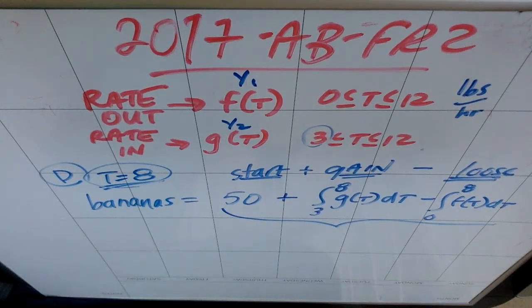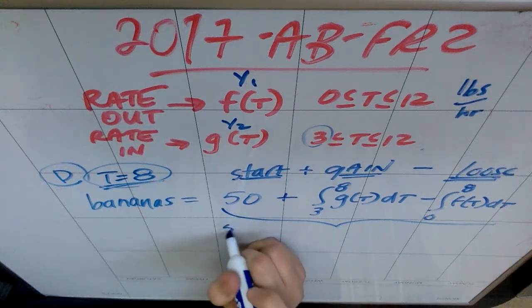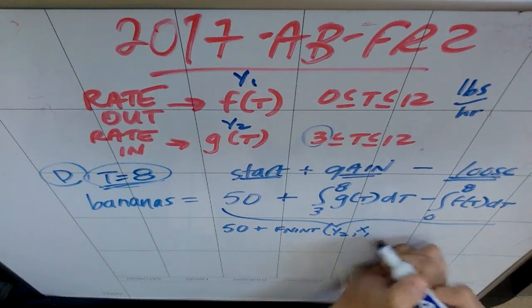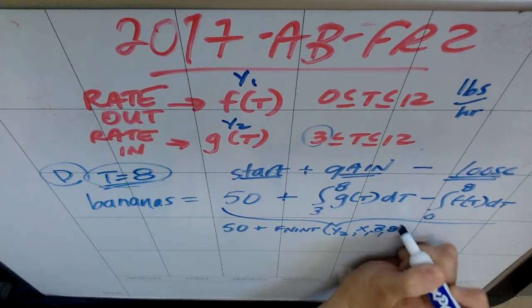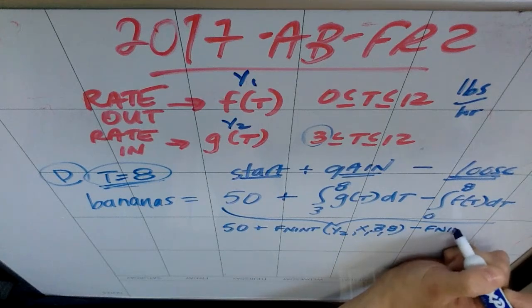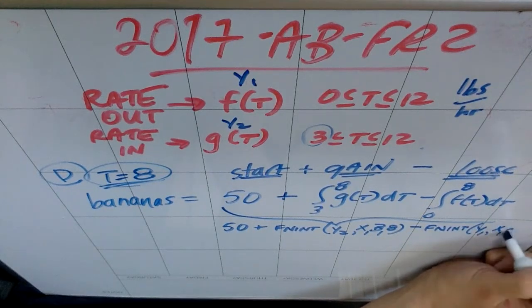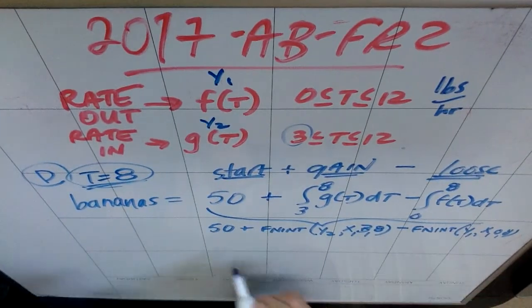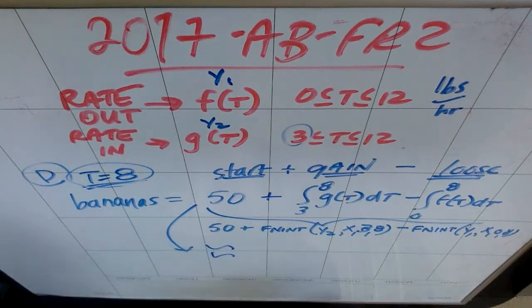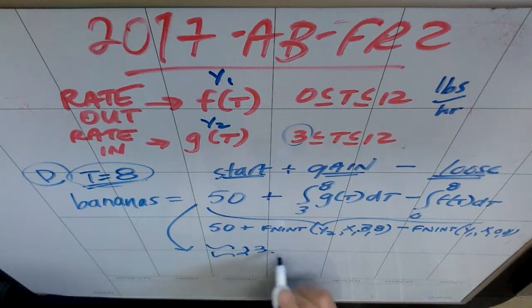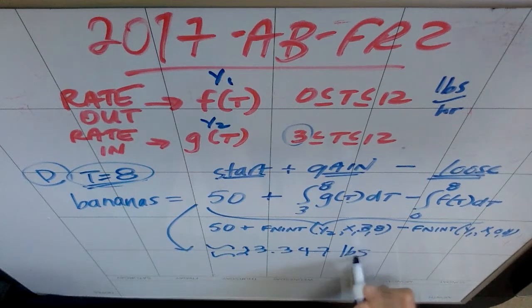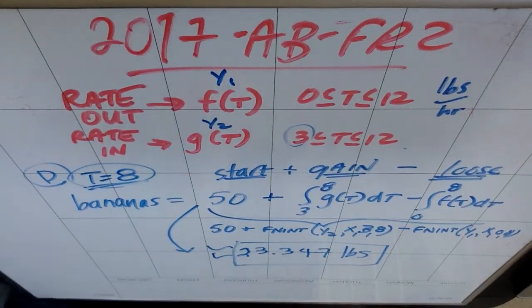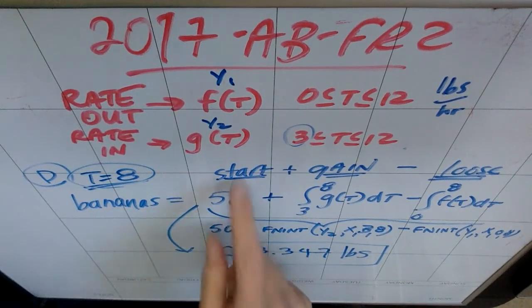I'm allowed to let the calculator do the hard work. I can type this in, right? I can type 50 plus function integrate y2 with respect to x from 3 to 8 minus function integrate y1 with respect to x from 0 to 8, right? The AP doesn't care about the calculator notation. You just have to be able to get it right. And then when I do all of that, I type that in, and I get that it is 23.347 pounds, right?